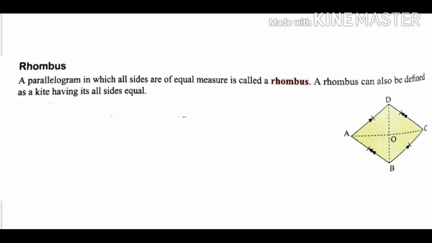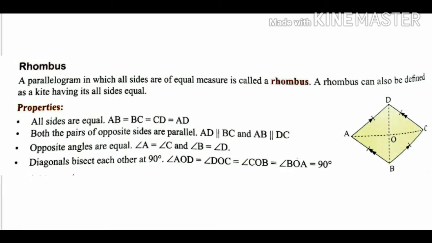Now the next special type of parallelogram is the rhombus. A parallelogram in which all sides are of equal measure is called a rhombus. A rhombus can also be defined as a kite having all its sides equal. If you look at the figure, you can easily identify this is the shape of the kite. Now what are the properties?